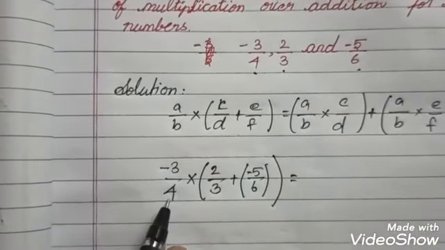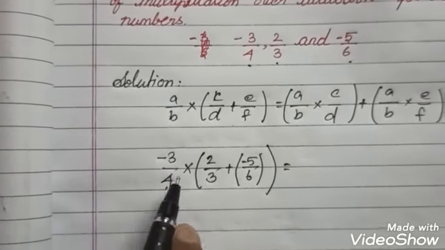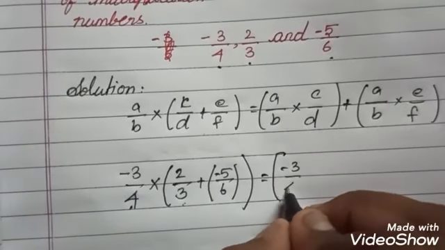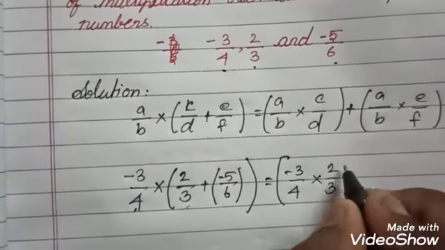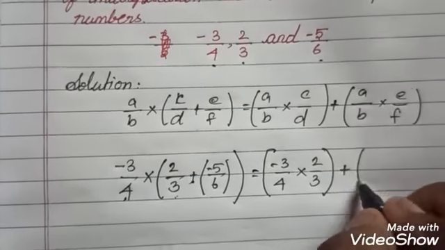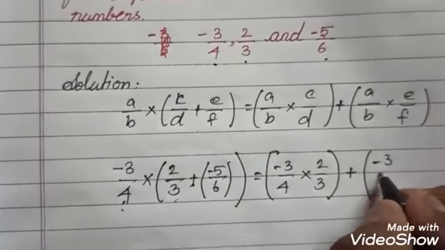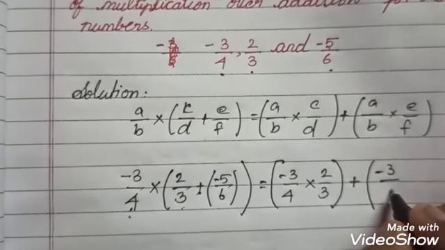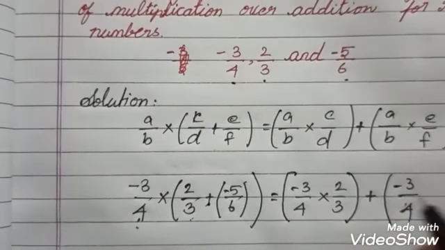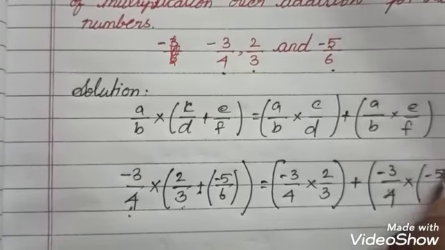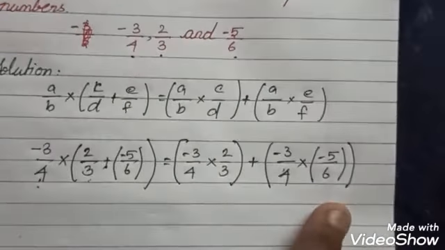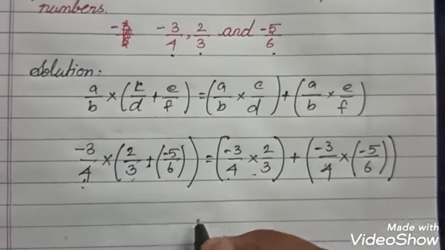which is equal to, first this minus 3 by 4 can be multiplied with 2 by 3. Here plus, and then the same minus 3 by 4 multiplied with the minus 5 by 6. So now we have to distribute the property, everything. So now normally you have to multiply it.